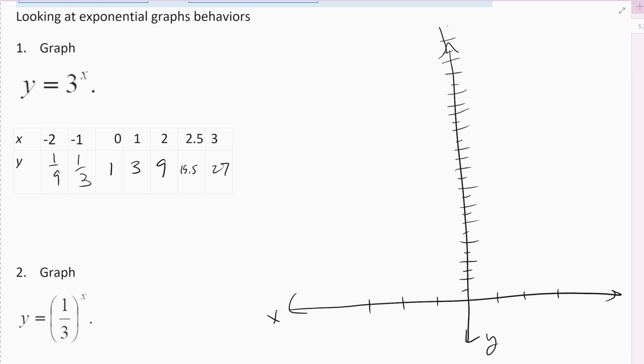So again, there's mine. So if I graphed it, I'm going to graph this in blue. I start off at negative 2, which would be 1/9, so it'd be barely above the axes. It goes slightly higher at 1/3. Then I hit 1, and then at 1 I hit 3. And at 2 I hit 9.